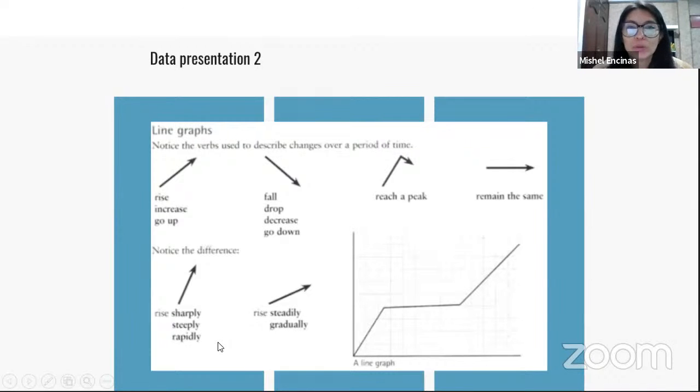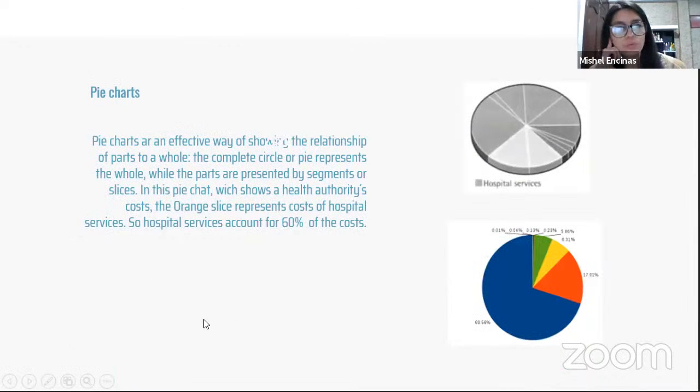Es veloz, es rápido, es mucho más violento, digamos, in this case, okay? That is steadily or gradually, a little bit slow. Do you understand now? Yes, Miss. Okay. Now, sharply means in Spanish bruscamente. Okay? Just to let you know.